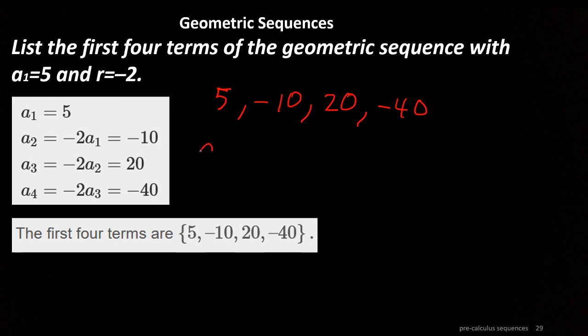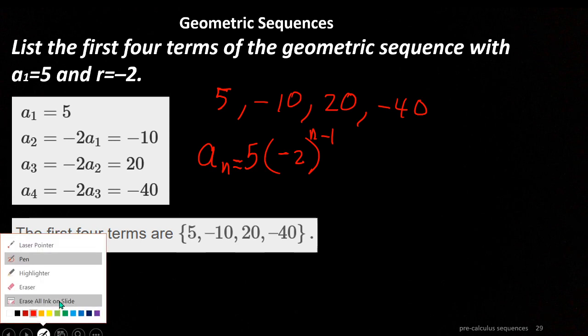So how do we write the formula for this? A sub n equals, what's our first term? 5. What is our R? -2. And then n minus 1. Right? So that is the formula for a geometric sequence. So these are the terms, right?